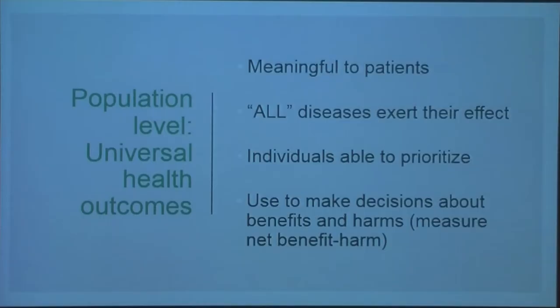So again, at the population level, it needs to be meaningful to patients. It needs to, and I put in quotes, "all diseases," essentially all diseases need to exert their effect, because if we're going to compare across diseases and interventions, we need to have outcomes that matter no matter what your combination of conditions is. People need to be able to prioritize among these different outcomes. And I would say that we want to be able to measure benefit and harm on the same scale. So we want to be able to make decisions that really do measure net benefit versus harm.